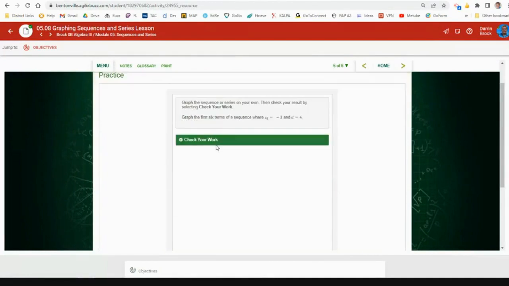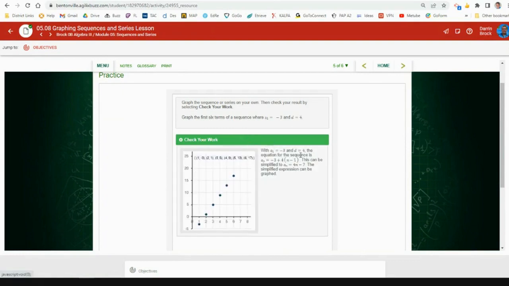Check your result. Graph this sequence or series on your own. All they tell you here is the first 6 terms, where a1 is negative 3 and the common difference is 4. So to check your work, you should have the points (1, -3), (2, 1), (3, 5), (4, 9), (5, 13), (6, 17). That would be the graph of the first 6 terms of this sequence.